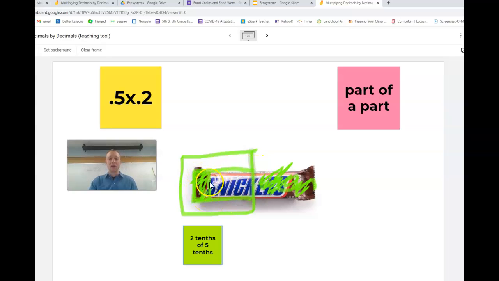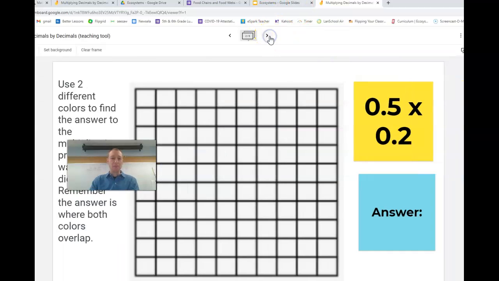And so what am I left with? I'm left with a really small piece, right? My answer is going to be less than either of these. All right, do you understand that? A piece of a piece, part of a part. That's what we're doing when we multiply decimals. So let's look at how we would model this.